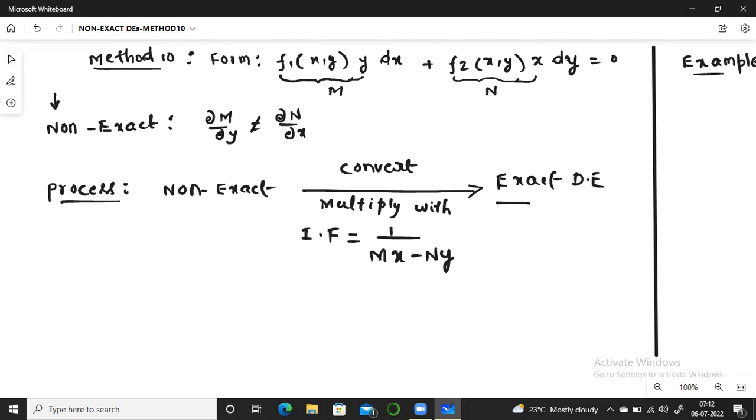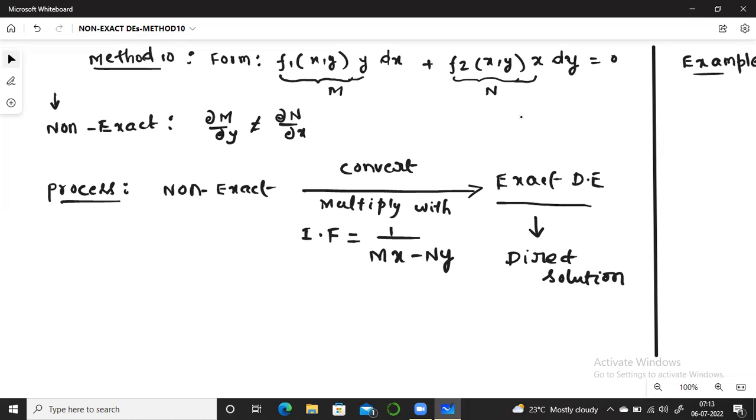Once the equation becomes exact, you know the procedure to solve it. We have seen it in the previous methods in the previous videos. So you can find the direct solution from there. So this is the procedure if the form is like method 10.